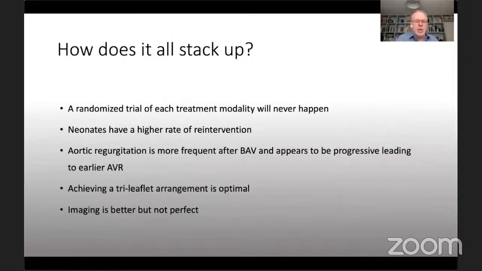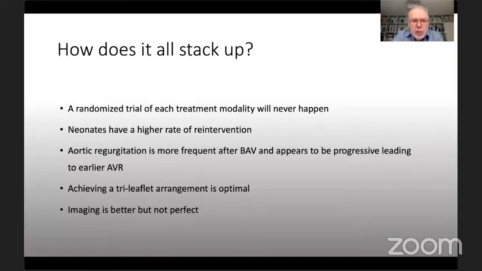So I'm sorry about all this data and all these Kaplan-Meier graphs, but I'm trying to make some sense of this area and how does it all stack up? Firstly, a randomized trial of each treatment modality will never occur. Neonates undoubtedly have a higher rate of reintervention no matter what you do. Aortic regurgitation is more frequent after balloon dilatation and appears to be progressive and leads to earlier aortic valve replacement.